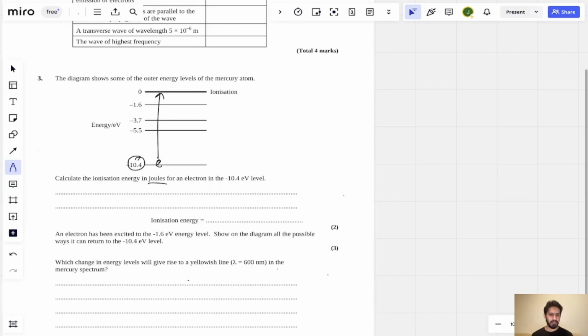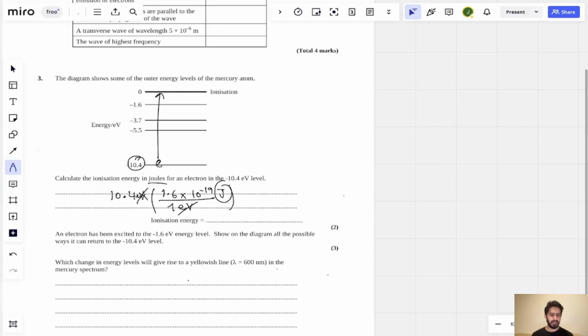Remember, we need a conversion factor to convert electron volts into joules, and the conversion factor that we need to use will be 1.6 times 10 to the negative 19 joules divided by 1 electron volt. You will see that the electron volt here will cancel with this electron volt, and you will get your answer in joules.